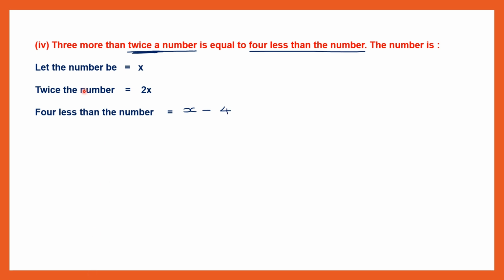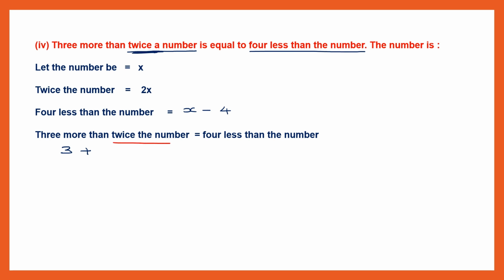Now let's read this whole thing. 3 more than twice the number is equal to 4 less than the number. Let's write that down. 3, more means plus, twice the number, which is 2x. So 3 plus 2x is equal to 4 less than the number, that is x minus 4.